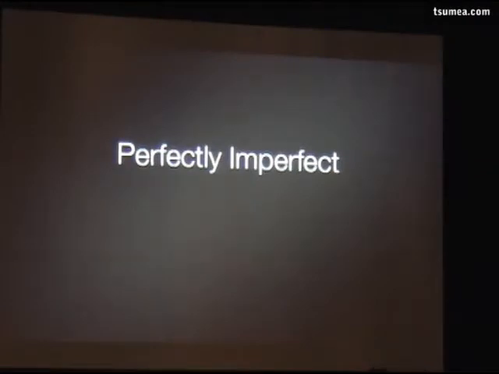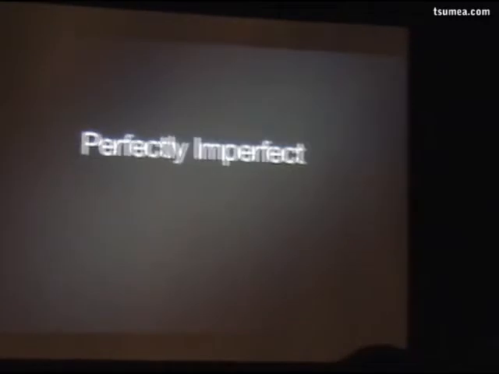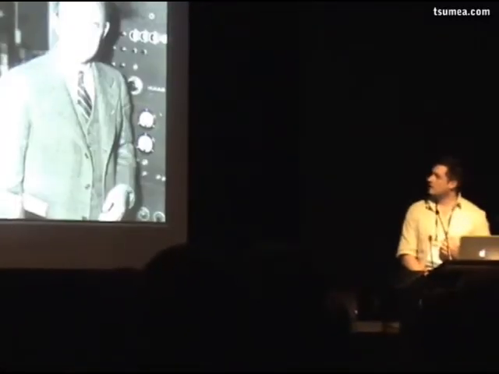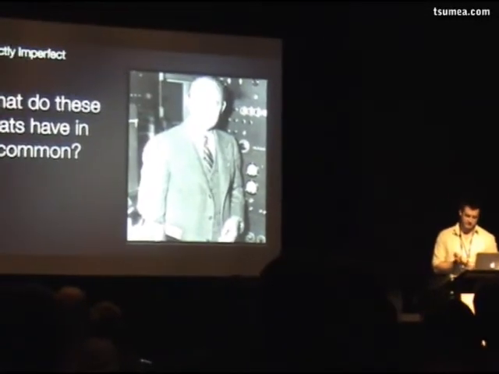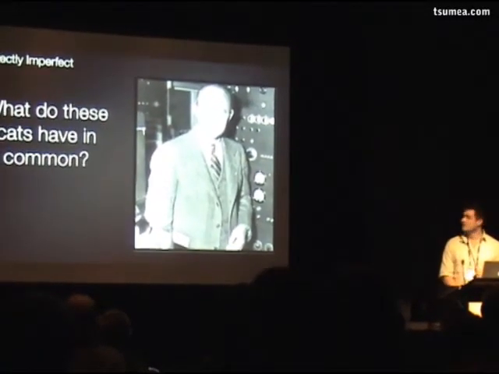So I want to talk about something called perfectly imperfect, and that's the irony, I think: to make things look better, you have to make them look worse. And that seems strange at first. So who's this guy? This is Fermi. He's a famous physicist who did some really amazing things.